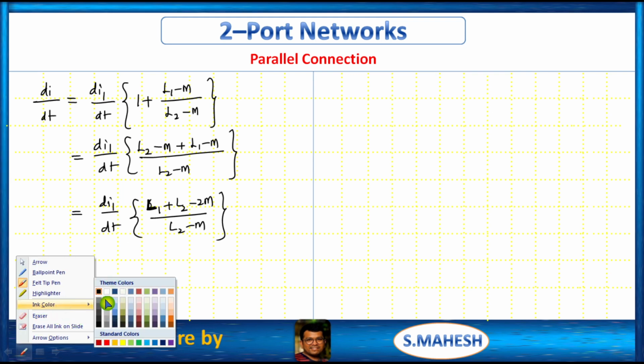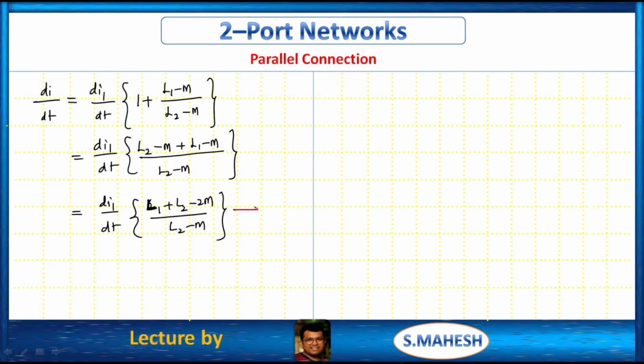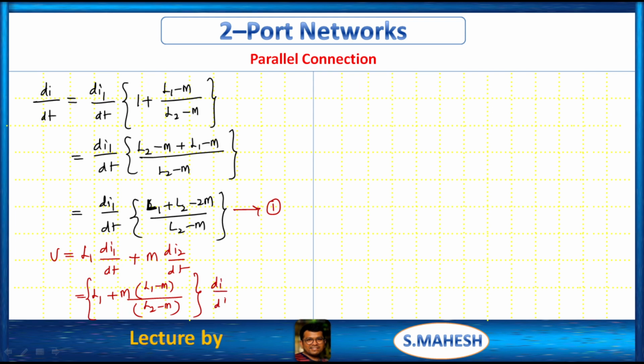This is, for example, equation 1. We know that V, which is equal to L1 into di1 by dt, you can consider any equation, plus M into di2 by dt. So from this, L1 plus M into, in case of di2 by dt minus di1 by dt, we can write L1 minus M by L2 minus M, right? This is what di by dt. Okay, so this is equation 2.